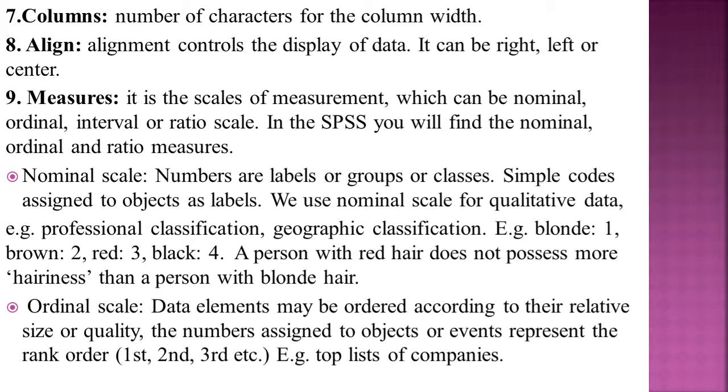Ordinal scale. Data elements may be ordered according to their relative size or quality. The numbers assigned to objects or events represent the rank order, the first, the second, the third, and so on. For example, top lists of companies.